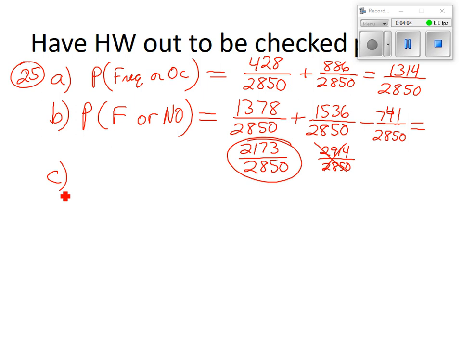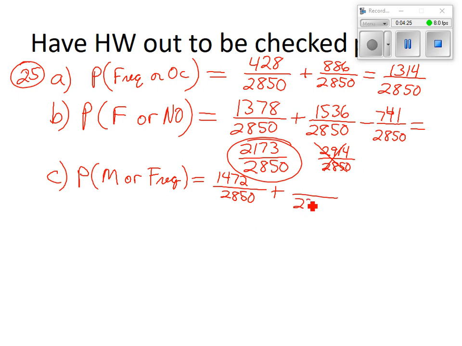Person is male or frequently involved. So male or frequently involved. What's our number for males? 1472. That's out of 2850 again. How many people are frequently involved? 428. Are we gonna have to subtract off anything this time? Yeah. Are there some males that are frequently involved? Yep. So how many of those? 220. What's that come out to be?